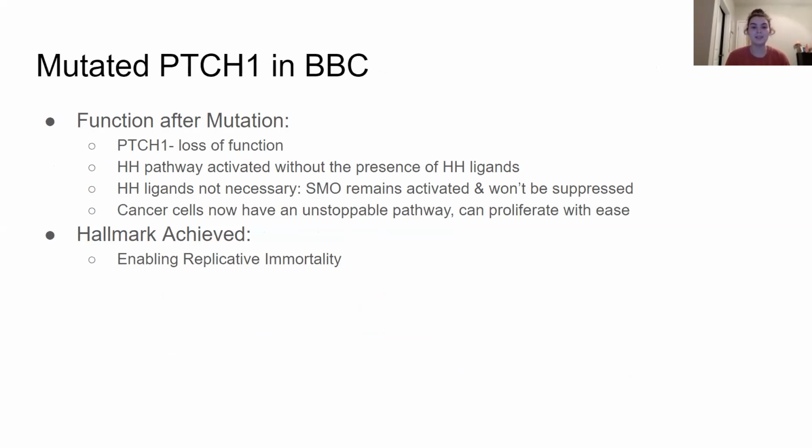What this means is that the cancer cells now have this unstoppable pathway, because they can proliferate with ease, having access to all of those genes responsible for so many different things like cell fate and angiogenesis. The reason they have this unstoppable pathway is because the feedback loop that Patched 1 is supposed to be in charge of is no longer working, because it's lost its function. And by doing all of these things, the cancer cells have now achieved the hallmark of enabling replicative immortality.